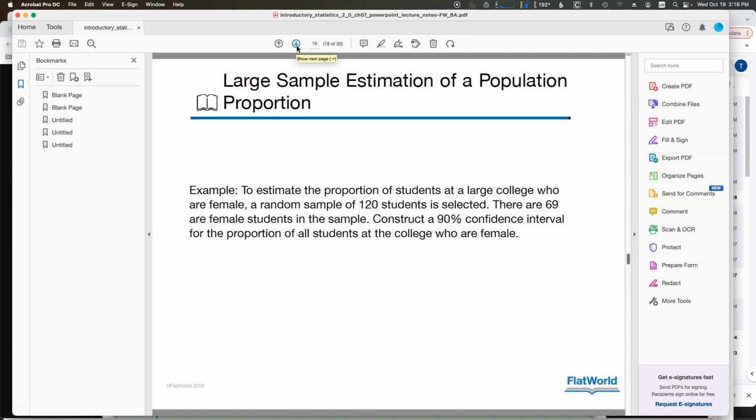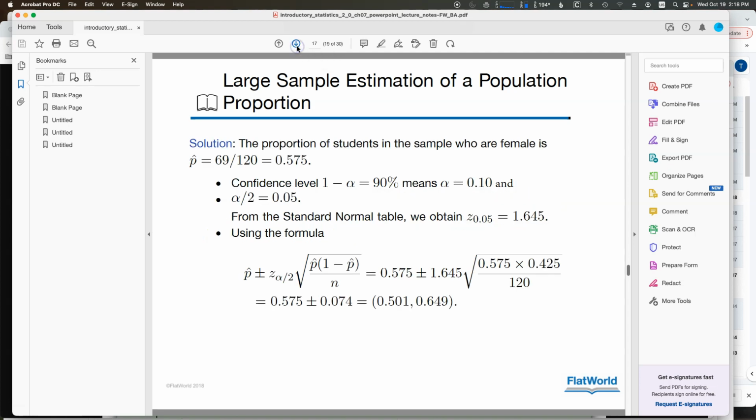So I want to build a 90% confidence interval for the population proportion, which is also around 57.5%. What would that range need to be where I'd be 90% confident? Let's build it up. 69 divided by 120, that's our proportion, 57.5%. If I want to build a 90% confidence interval, that would mean I'm going to have 5% on each tail, and I need to look at my standard normal table.